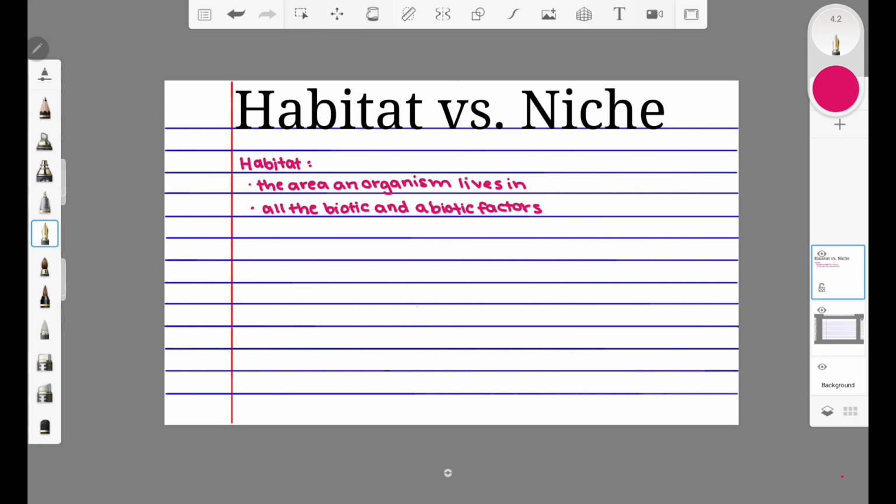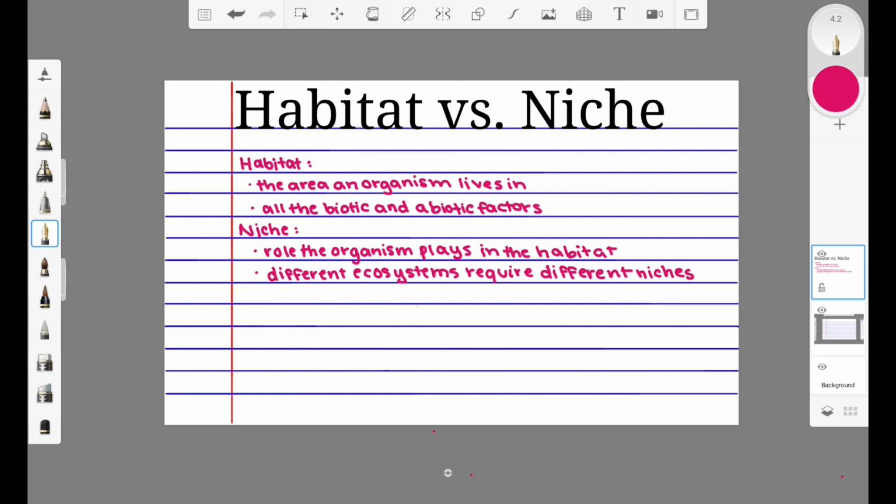An organism's habitat is the area in which it lives. So we can think of habitat as like an ecosystem because it includes all of the biotic and abiotic factors, which we will talk about more later in the video. If you think about it in human terms, it's the address that the organism has.